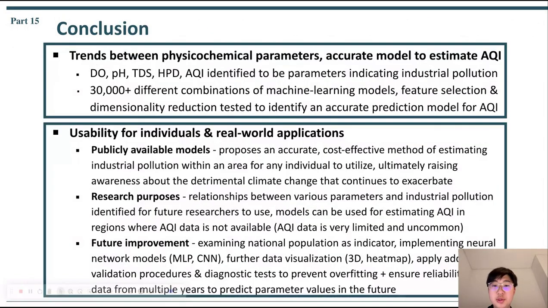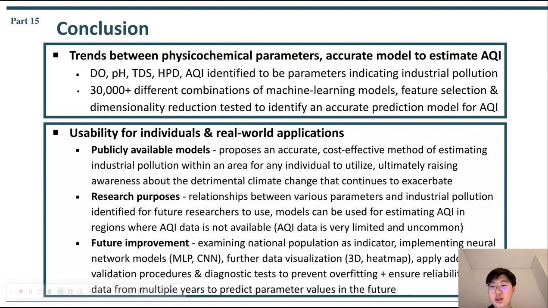In conclusion, trends between the physicochemical parameters are identified in order to create an accurate model to estimate AQI. And this is especially significant because AQI meters generally cost up to tens of thousands of dollars, but by presenting a cost-effective model that any individual can utilize, hopefully I'm able to raise awareness about the severe issue of climate change that continues to exacerbate.